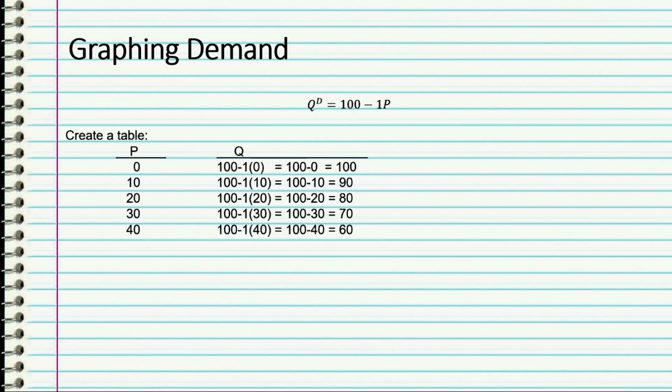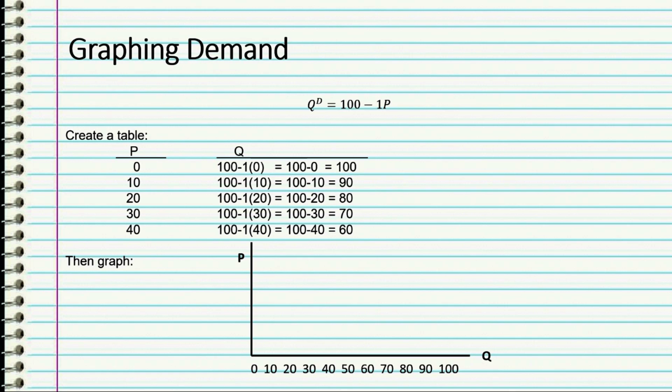Once we have our table completed, then we're ready to graph. Be sure to label your axes. Once our graph is ready, then we just substitute in and plot the values of P and Q that we created in our table. After all of the points are plotted, we can connect them with a straight line, and we have our demand function.